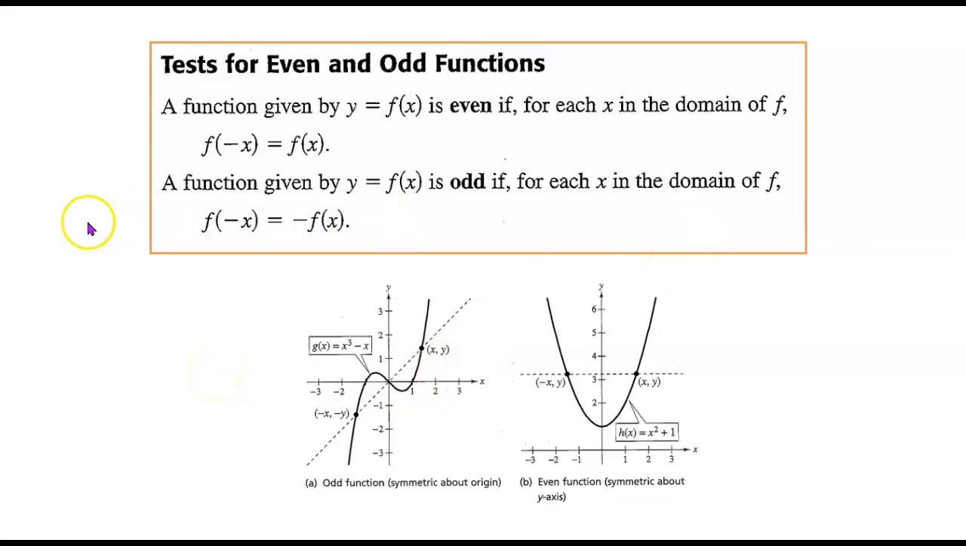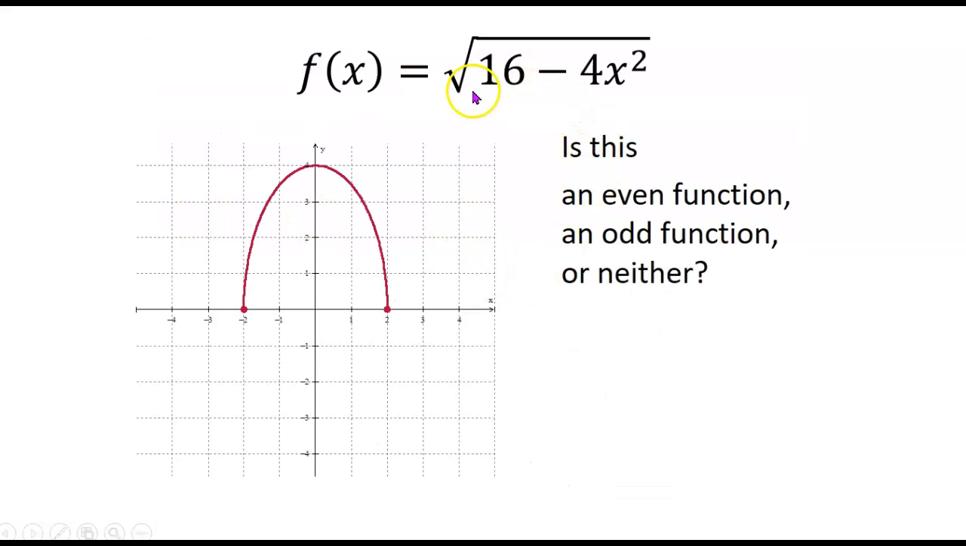So let's look at some examples. Is this function that we were looking at earlier, f of x equals the square root of 16 minus 4x squared, is this an even function, an odd function, or neither one of those? Well, it is symmetric with respect to the y-axis, so it must be an even function.